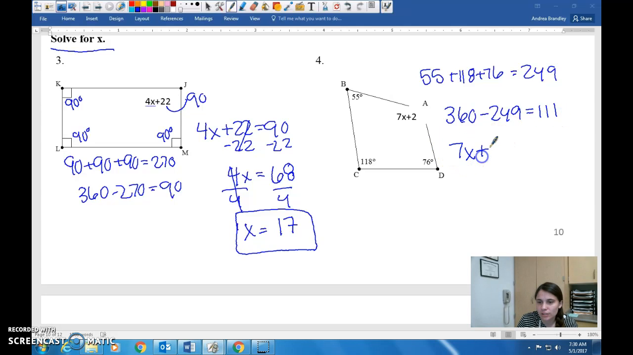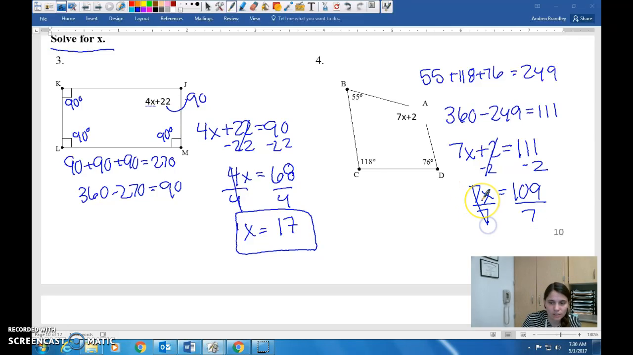So 7x plus 2 is equal to 111. I'm going to go ahead and minus 2 from both sides. So 7x equals 109. Divide by 7, divide by 7. 109 divided by 7 is about 15.6. So x equals about 15.6.